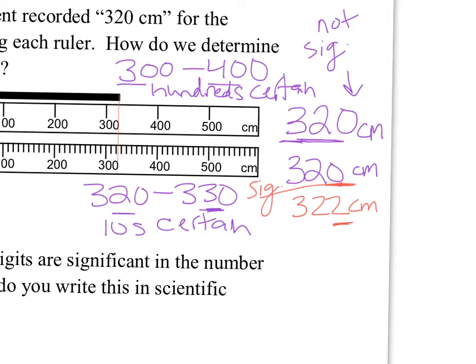Okay, so I think that's it on recording a measurement. So this is when you make your own measurements. You have to write always the digits of the measurement that you know for certain.